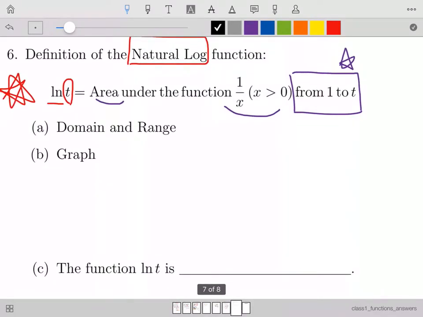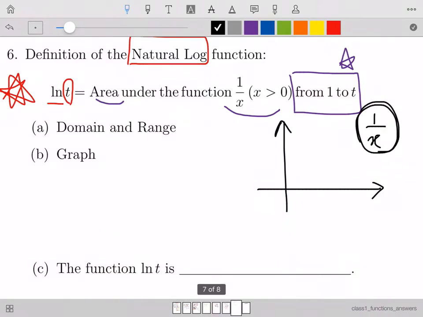So as we mentioned earlier, the graph of 1 over x. Here, x is the input, so that horizontal axis becomes x. The graph of 1 over x looks like this: 1, 1, 2, half, etc. It is the area under this function from 1 to t. So that is the starting point.